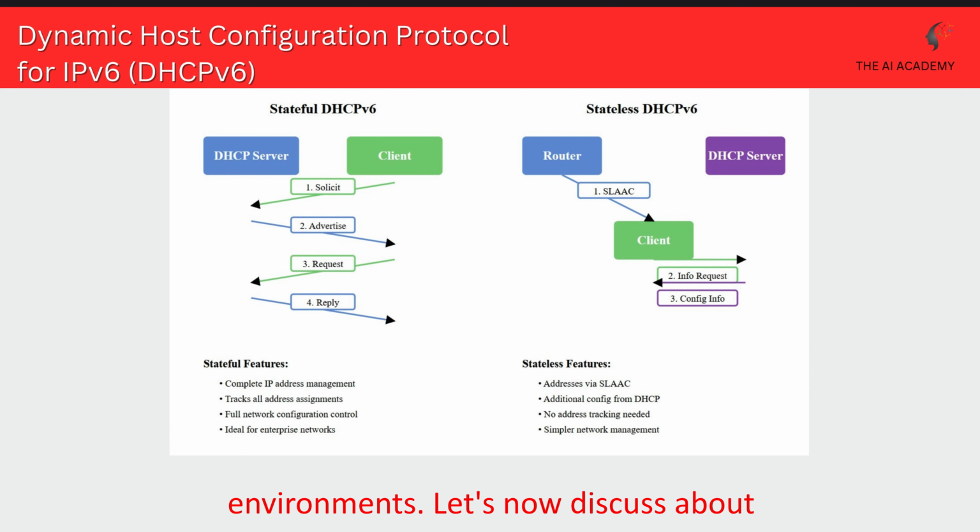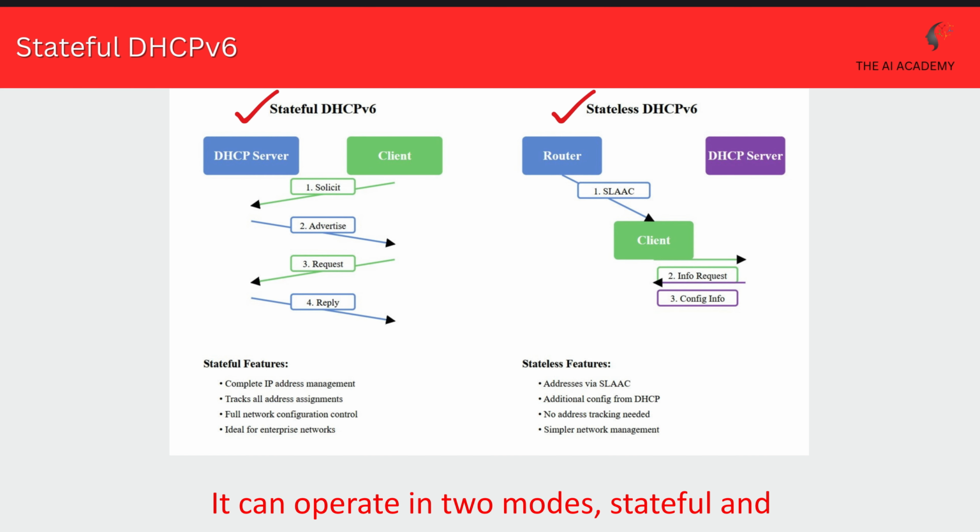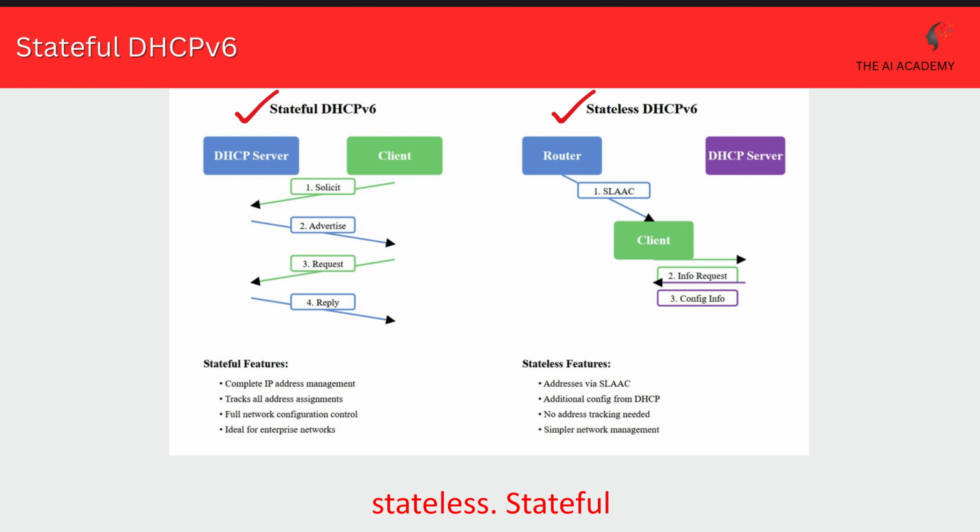Let's now discuss DHCPv6, equivalent to DHCP in IPv4, but with enhancements tailored to IPv6. It can operate in two modes, stateful and stateless. Stateful DHCPv6. In stateful DHCPv6, the server is fully in charge of assigning IPv6 addresses to devices, just like in IPv4. Here's how it works. The process includes the following steps.